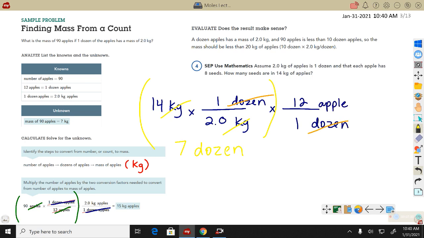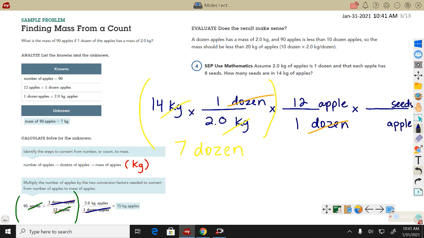Then each dozen is 12 apples. So now if I multiply that by 12, it would give me 84 apples. Right there, I'm at the number of apples. Well, I don't want the number of apples. I want the seeds. So we might need one more. I don't want apples. I want seeds.